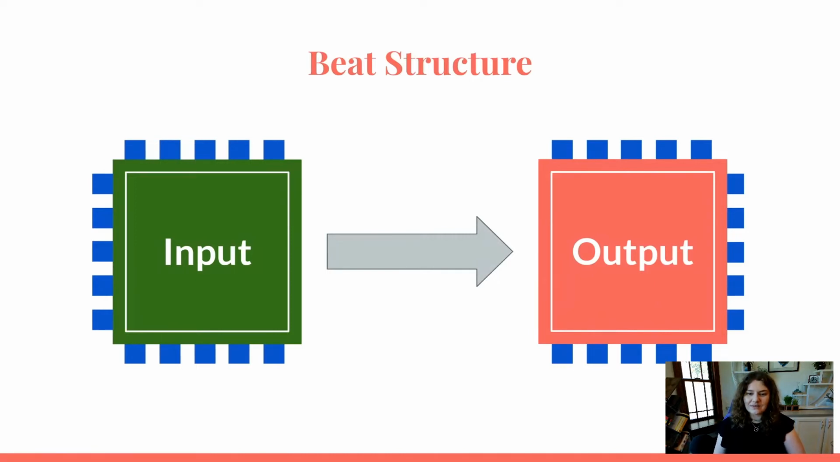So we use these colors to represent what's going on in the beat. We have our green input and our red output, and we'll talk about those little blue squares a little bit later. But this is, at its heart, what a beat is. Now, if we think about what we've just talked about, we can see that this relates directly to the 5 commandments. So let's take a look at that mapping.